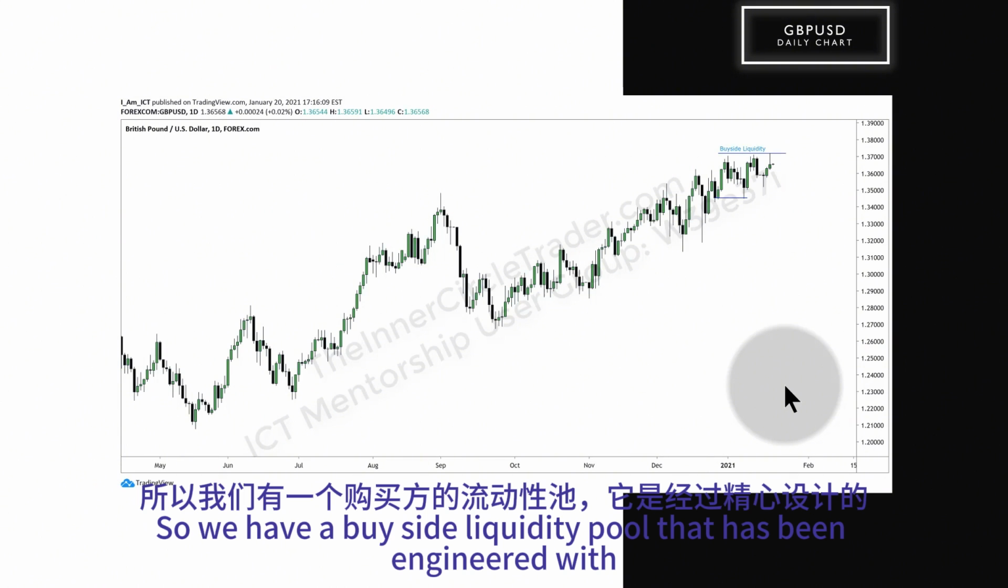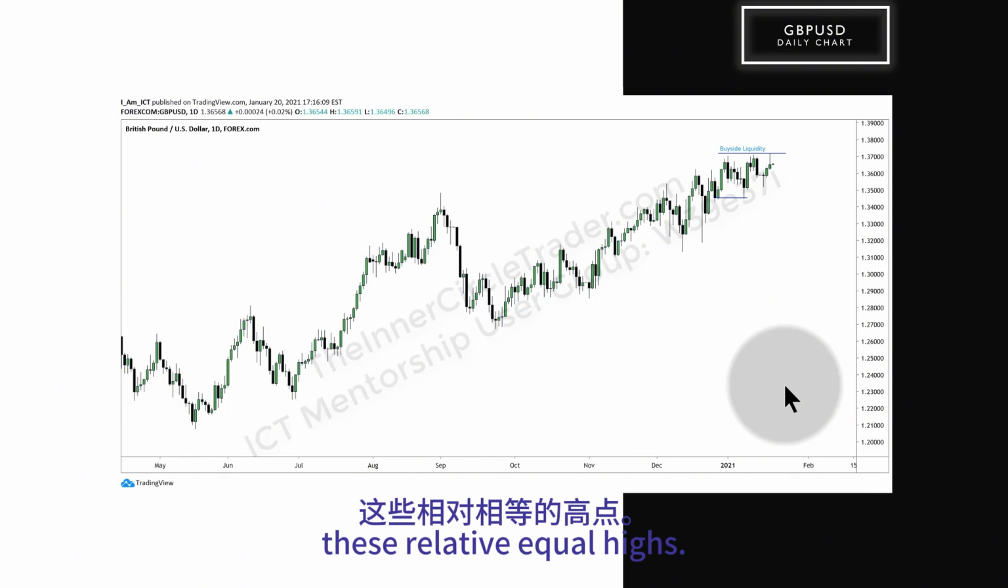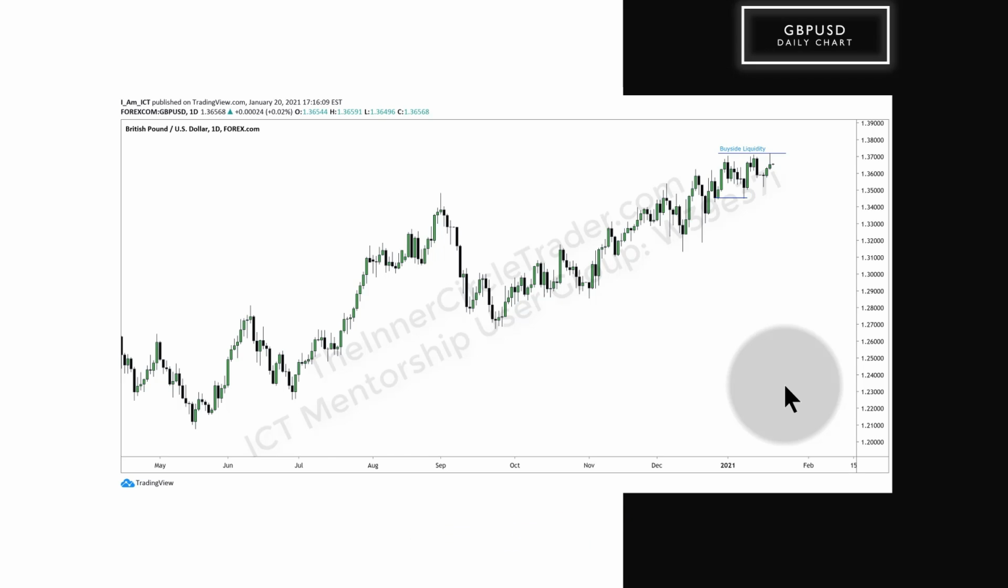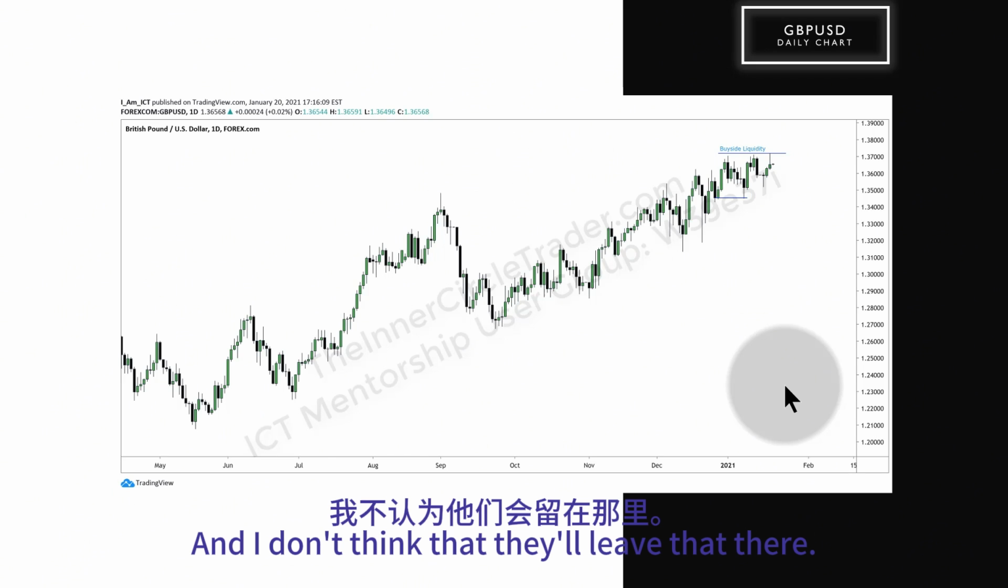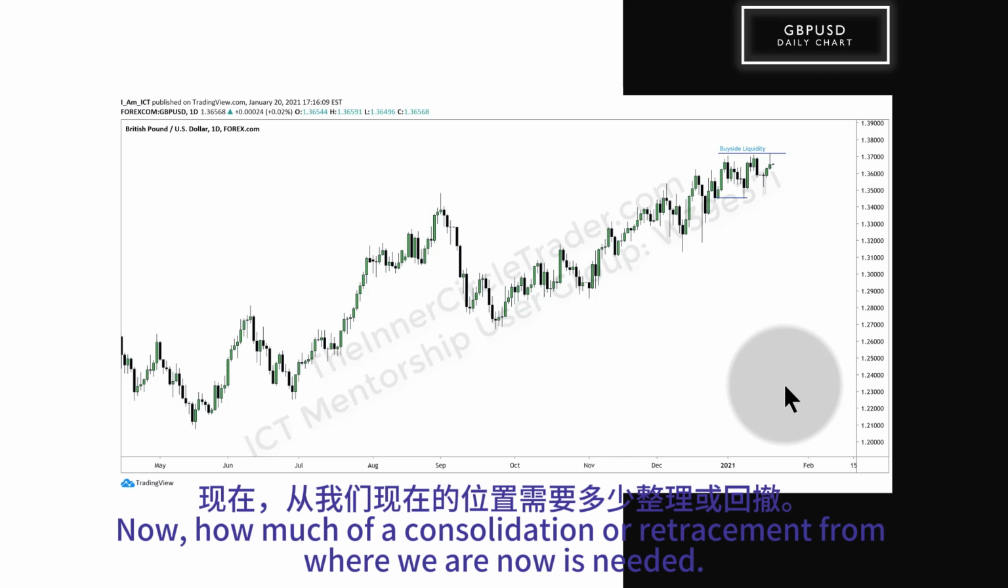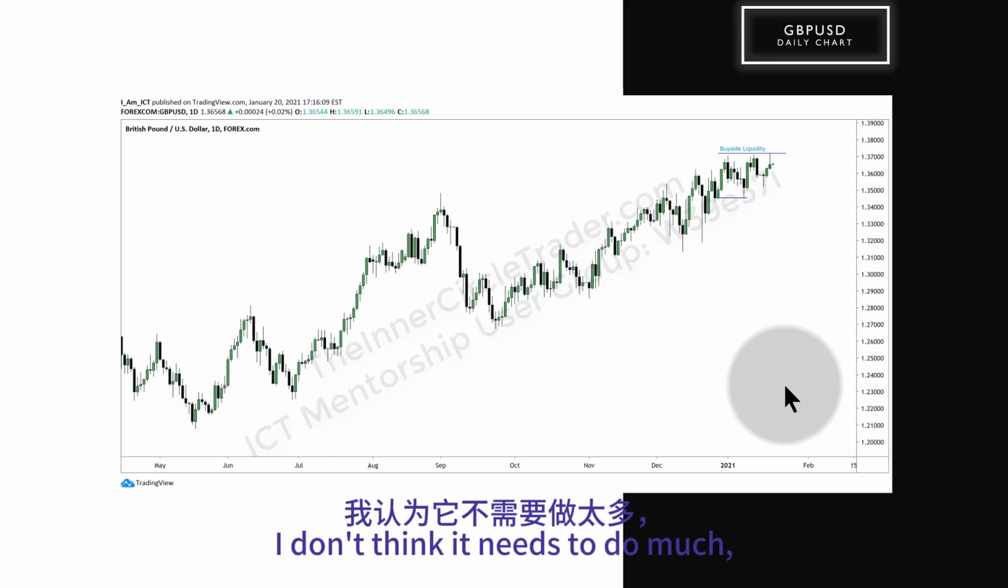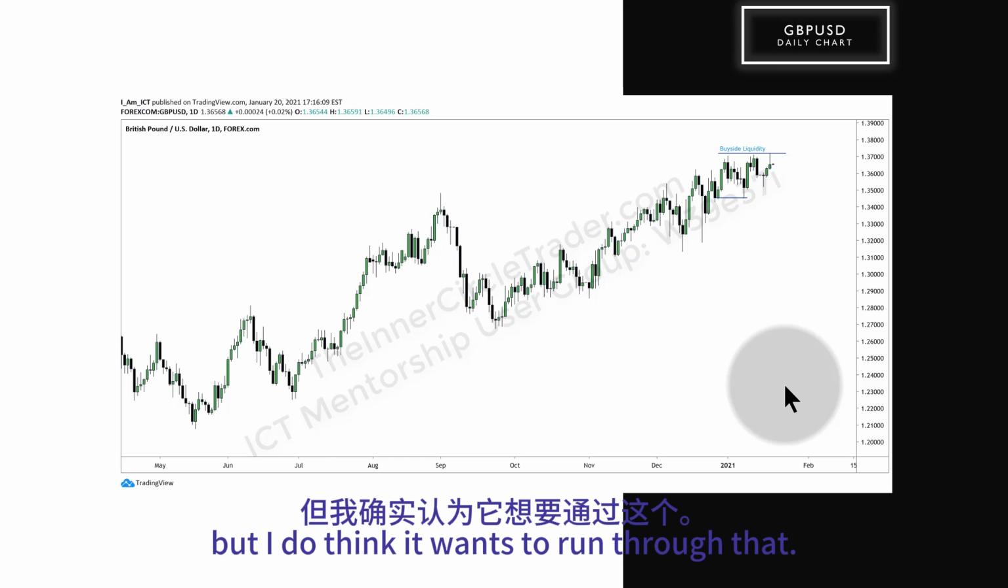All right, so we have a buy-side liquidity pool that has been engineered with these relative equal highs, and I don't think that they'll leave that there. I think they're going to run into that. Now, how much of a consolidation or a retracement from where we are now is needed? I don't think it needs to do much, but I do think it wants to run through that.